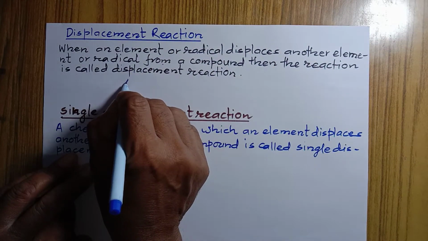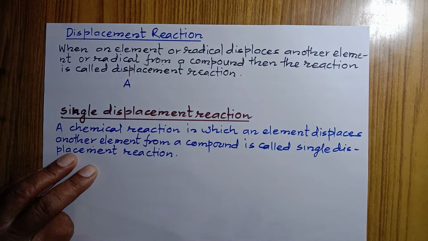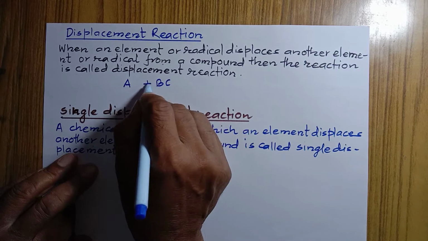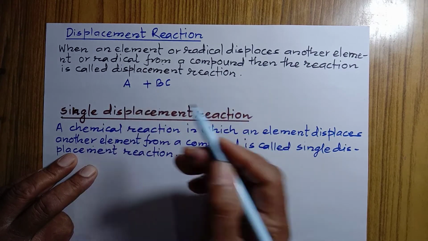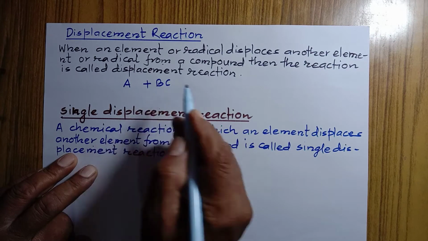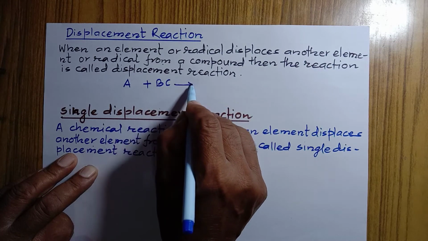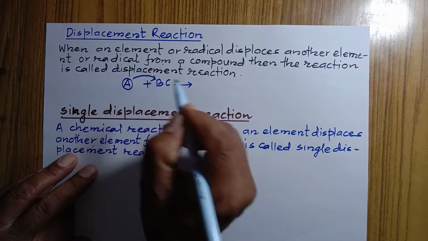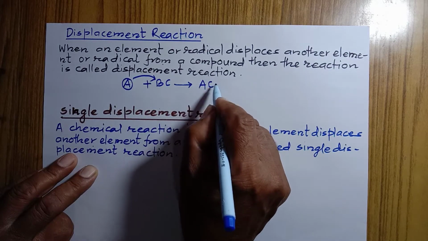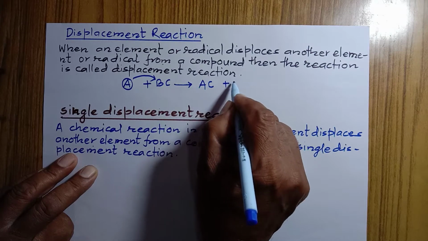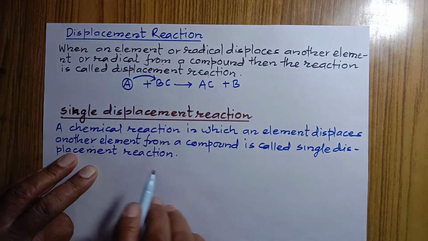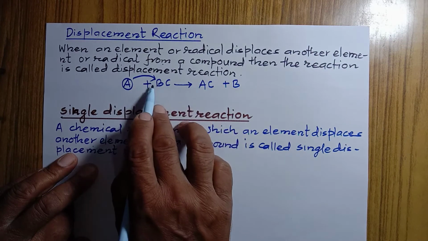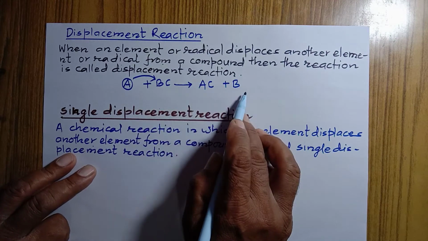Let's say this is an element represented by A, and this is a compound represented by BC. Compound has got two or more than two elements, that's why I have written two here. And if this reaction occurs in such a way that A displaces B and forms AC, another compound, and displaced B is here, then this is displacement reaction. An element displaced another element from this compound, and this is the result.